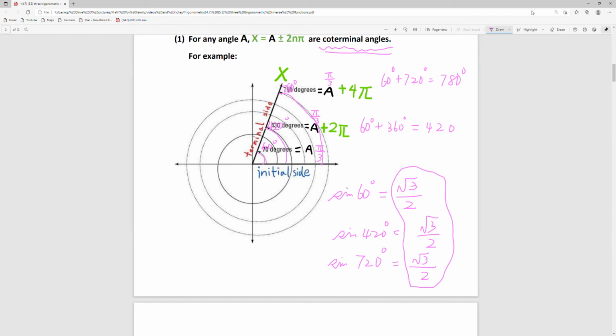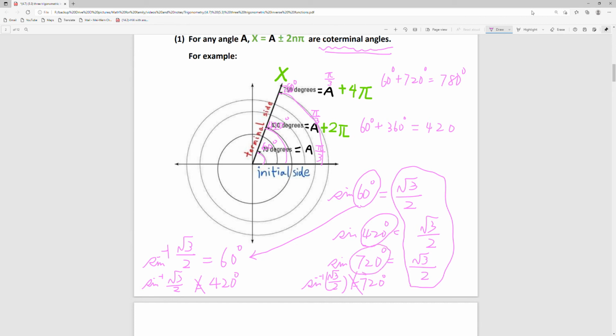Some students say, okay, I can see that in the formula we can use arc sine of square root of 3 over 2 equals 60. Yes, okay. But can we say arc sine of square root of 3 over 2 equals 420? No. And can I say it equals 720 degrees? I will say no. We use this degree to answer our arc sine function, but we don't use those degrees.